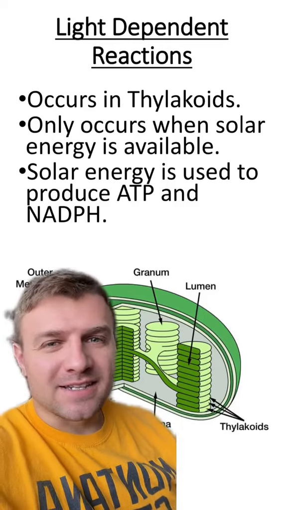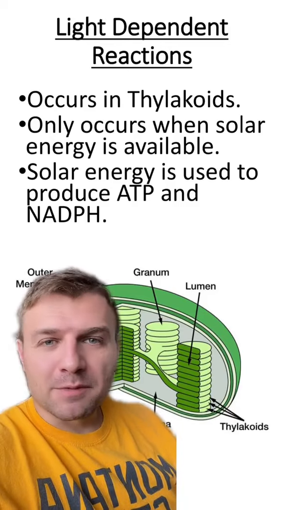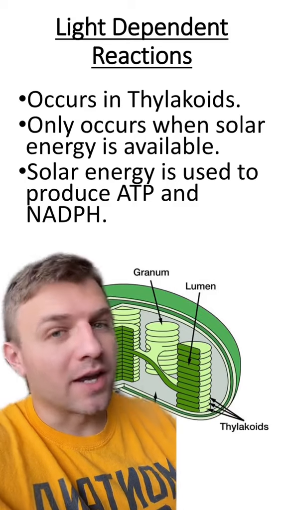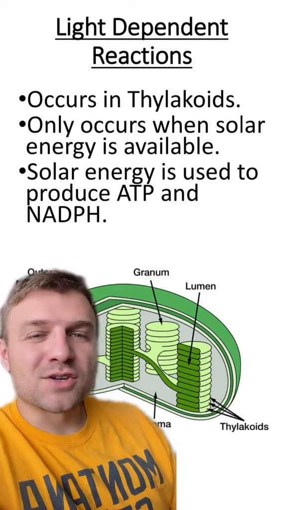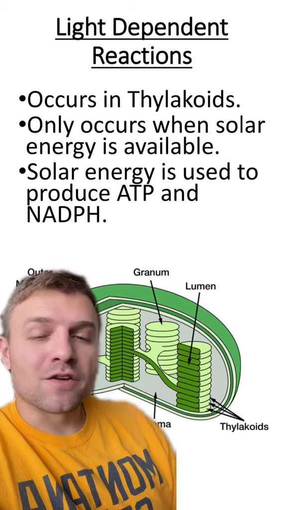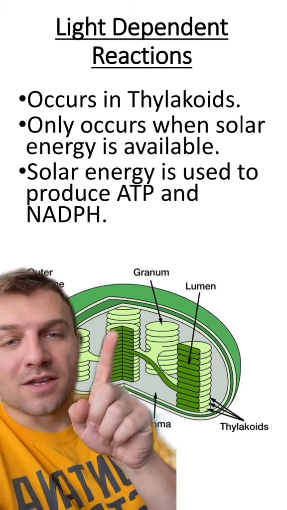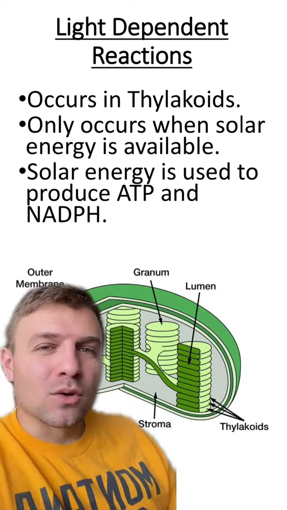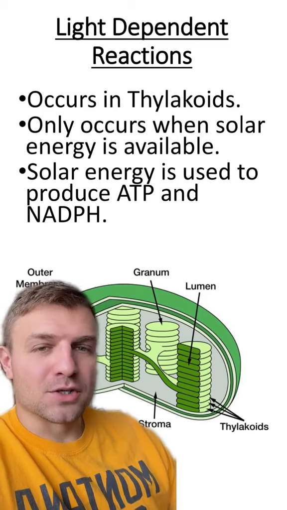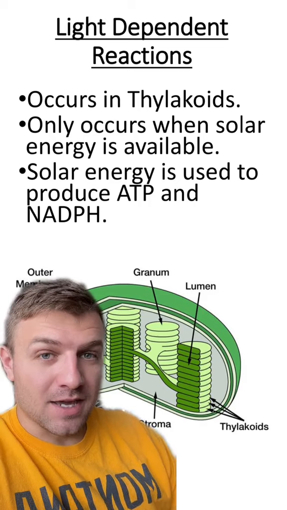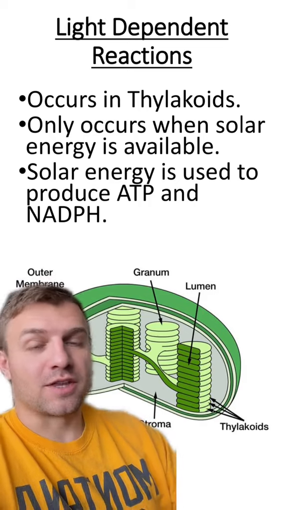Let's review the light-dependent reactions. Like the name implies, these reactions require light to occur. This reaction also occurs in the thylakoids, which are photosynthetic discs found within the chloroplast. Now, the whole main goal of the light-dependent reactions is to produce ATP and NADPH for the next reaction, which is called the Calvin cycle.